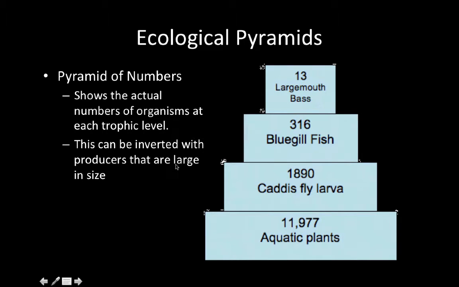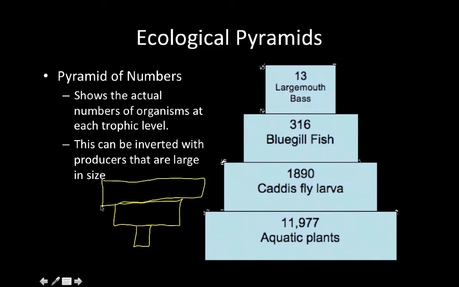Pyramid of numbers. Same type of relationship. This shows the actual number of organisms at each trophic level. This can be inverted with producers that are large in size. This one is not the case because aquatic plants are typically very small. However, if we had a forest ecosystem with huge redwood trees, we might see something like this, where we have a small base of producers, and then we have larger and larger.